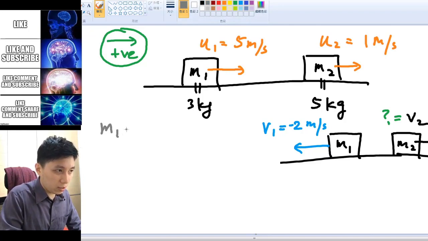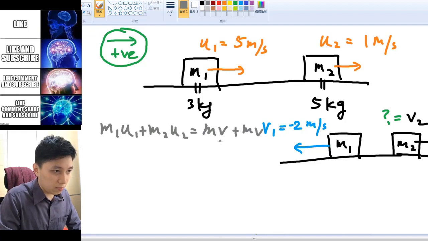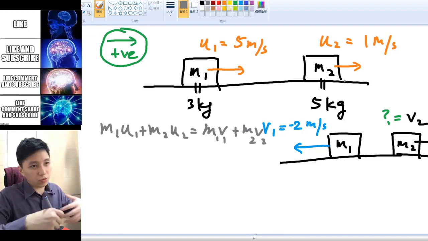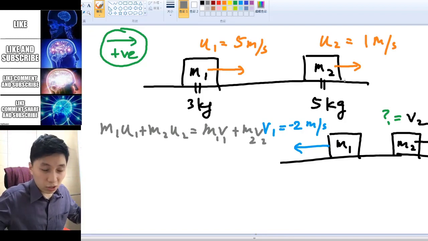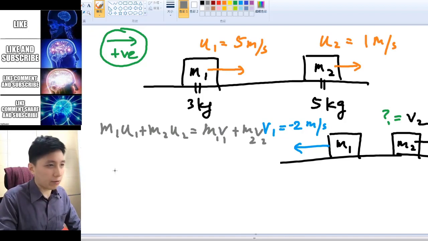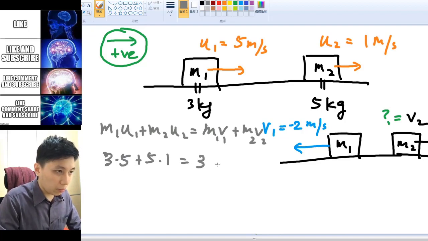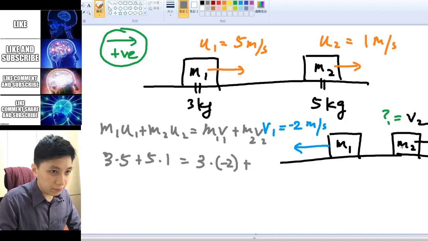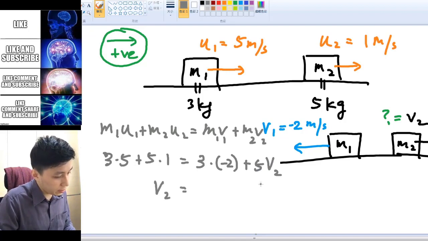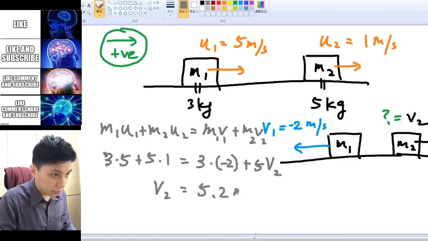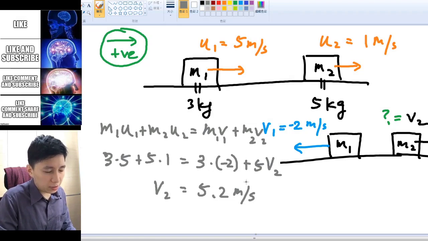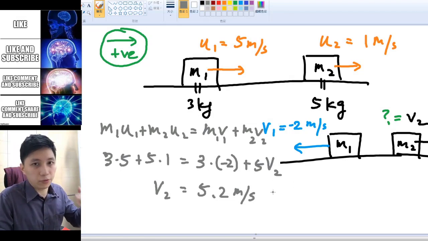So again, it should be m1 u1 plus m2 u2 equals m1 v1 plus m2 v2. Okay, and then basically you should have everything except v2, and that should resolve the whole thing. You just have to be more careful about the direction simply. So let me just do it quickly. 3 times 5, 5 times 1, they are both going to the right, so yeah, that's fine. And then 3 times negative 2, plus m2 is 5, times V2. Okay, and so eventually you should be able to find using a calculator, and the answer should be 5.2 meters per second. So yes, again, this is positive, and so M2, that block, should move to the right hand side.